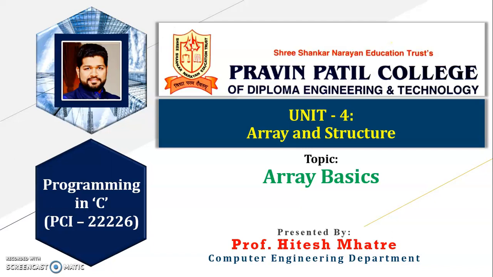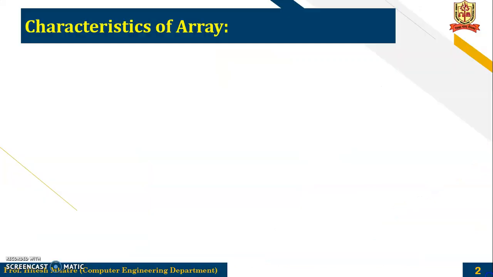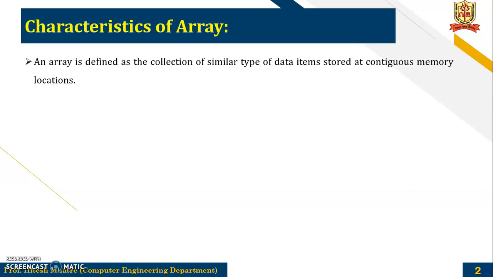Today we are going to learn about unit number 4, arrays and structure, and the topic is the basics of arrays. First we will start with the characteristics of an array. An array is defined as a collection of similar data items stored in a contiguous memory location.